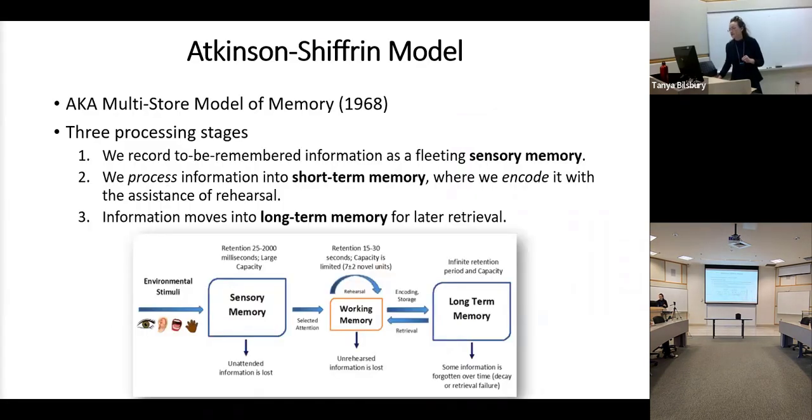The Atkinson-Shiffrin model of memory is a famous model of memory in psychology that comes to us from Richard Atkinson and Richard Shiffrin. It was published in 1968. It holds that there are three processing stages for memory. Remember, the three processes are encoding, storage, and retrieval. And now these are stages.